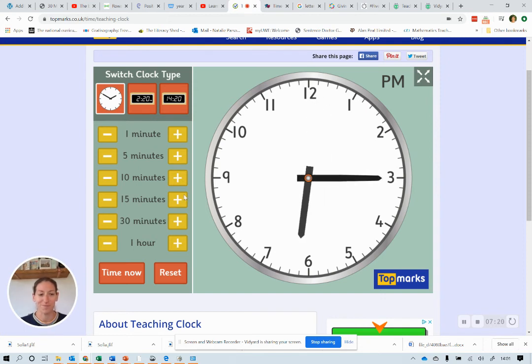Okay, ready? What's the time? That's it. It's pointing to the 3. We've travelled 1/4 of the way. It's quarter past. Quarter past what? Oh, 6. Well spotted.